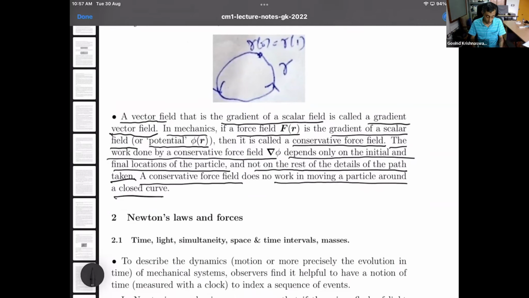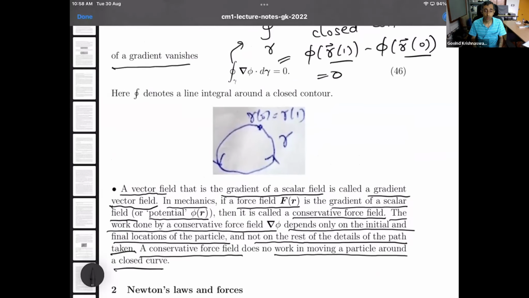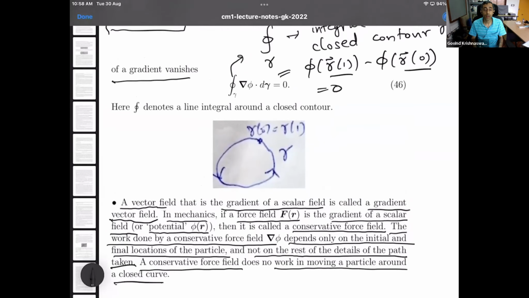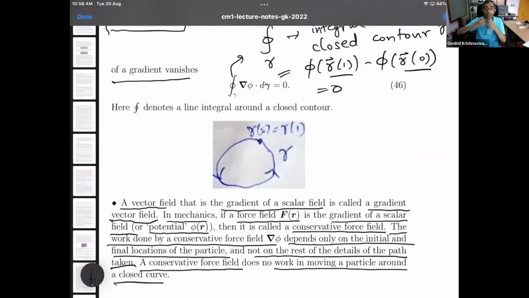So much for this concept. Any questions about it? Sir, when we deal with such problems, will we work out whether the force is a gradient of some potential, or will we assume that it is a gradient of some potential?